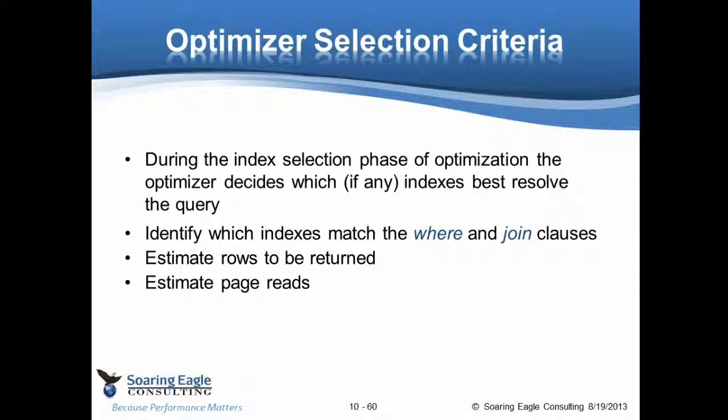But the other thing we're going to use this for is to determine what percentage of the table is coming back. If I have 10,000 pages in the table and I'm going to be reading 9,500 pages in order to use a particular index, it may be faster to scan the table than it is to bounce in and out of the index structure to bring all those pages back.